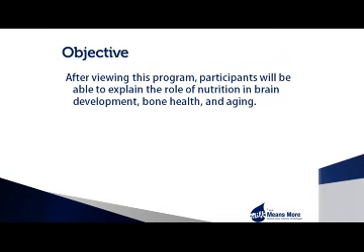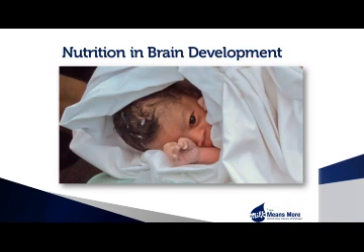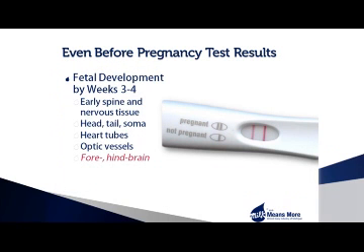After viewing this program, participants will be able to explain the role of nutrition in brain development, bone health, and aging. This section covers the effects of nutrition, epigenetic factors, and adverse childhood events on brain development. Even before parents know pregnancy test results, the fetus has already undergone significant development. At this time, the fetus is extremely susceptible to toxins.